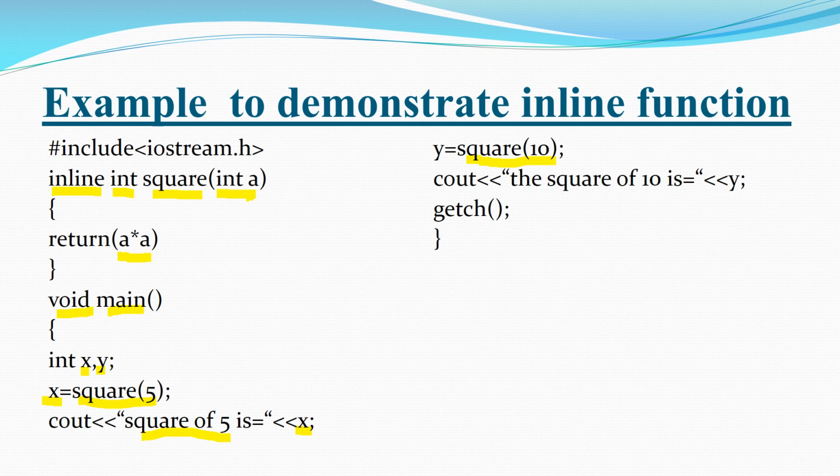Once the call has been made, a copy is present here. Again, the value 10 is passed to a. It is going to calculate return 10 into 10. Now it has calculated 10 into 10. The y value becomes 100. See how the square of 10 is 100. It is going to print as output: the square of 10 is 100.